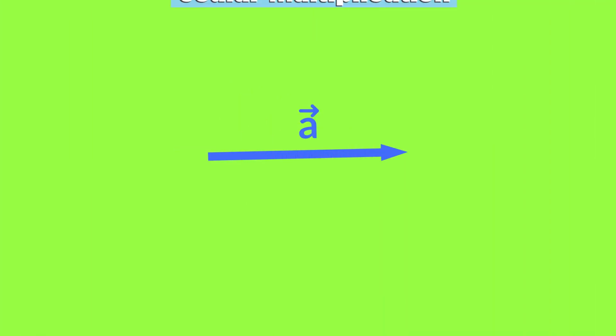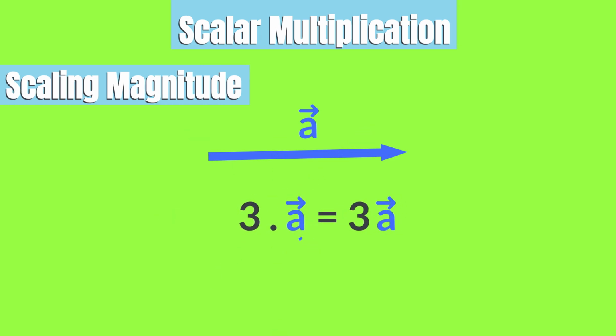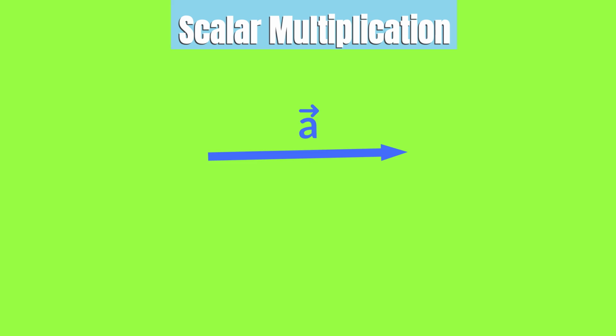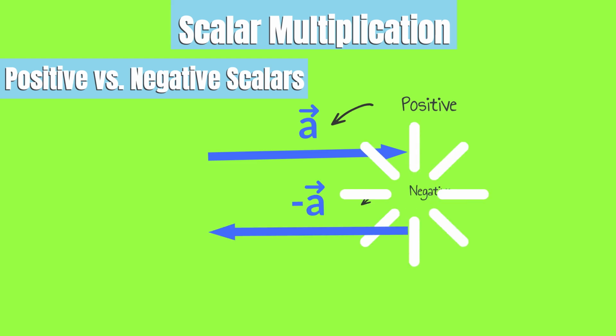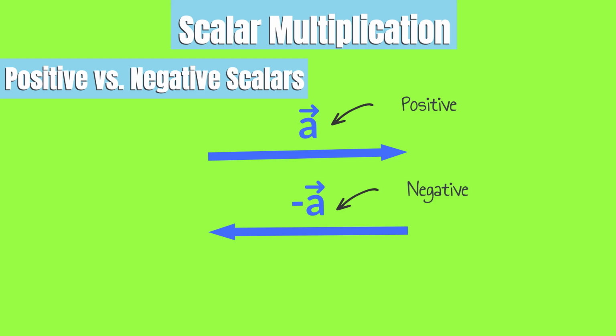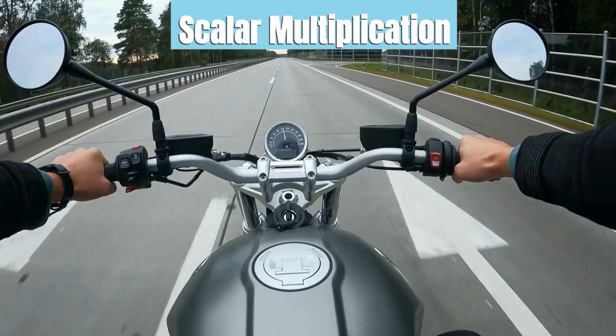Key takeaways from scalar multiplication. Scaling magnitude. Multiply a vector by a scalar to increase or decrease its size while keeping its direction the same. Positive versus negative scalars. Positive scalars scale the vector up. Negative scalars reverse its direction. Example, flipping a car's velocity to reverse.